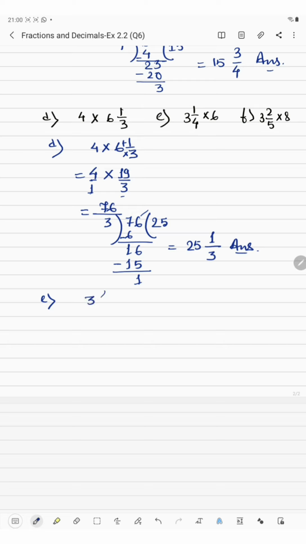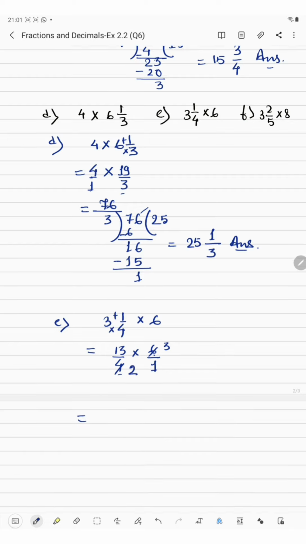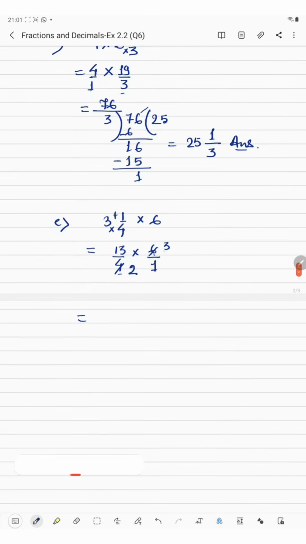In part E we have 3 1 by 4 into 6. Now we will have to convert it into improper. 3 4s are 12. 12 plus 1 is 13 by 4 into 6. Here we will consider 6 as 1. Now see, 4 and 6 can be divided by 2. So 2 3s are 6 and 2 2s are 4. Now cancellation is over. Now what we have to do, we will just multiply the numerators. So 13 multiplied by 3 is 39 and 2 multiplied by 1 is 2. So we have got 39 by 2 as an improper fraction.